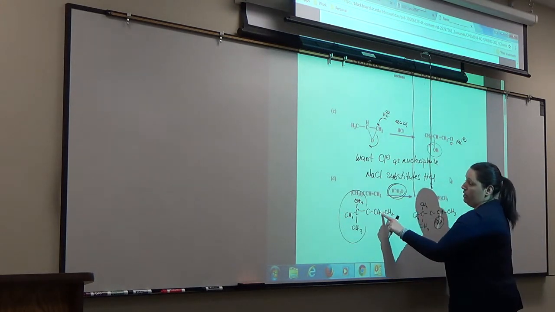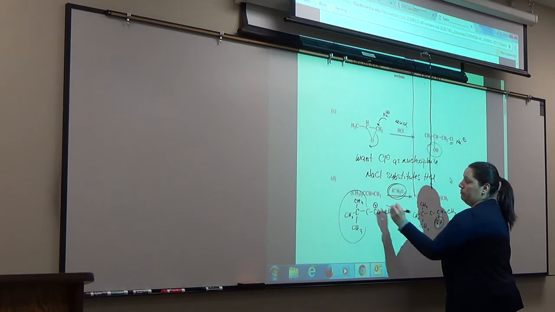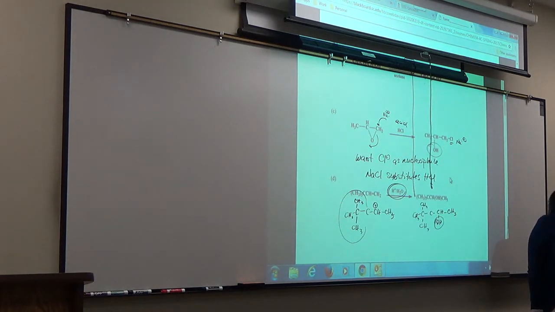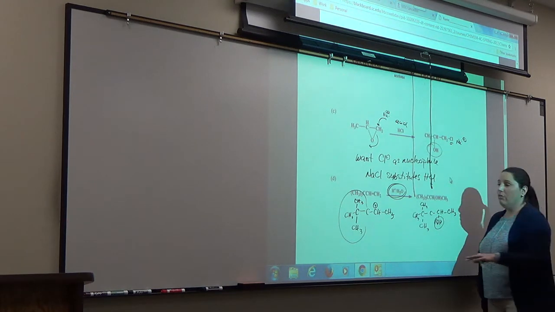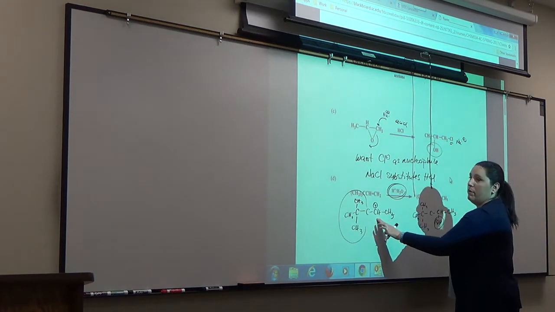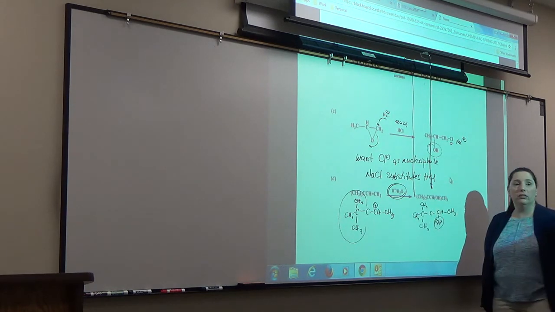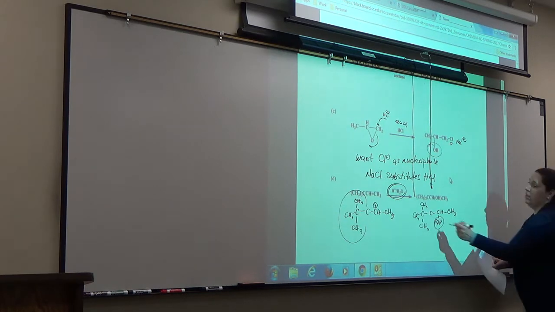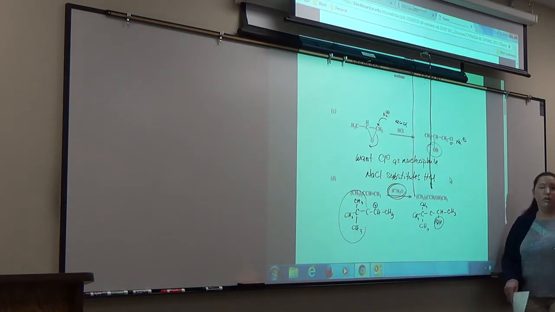So if we take the double bond, this is what my cation would look like. But that's not really what's going to happen, because you're going to have a shift. So actually the product should be here, the OH.